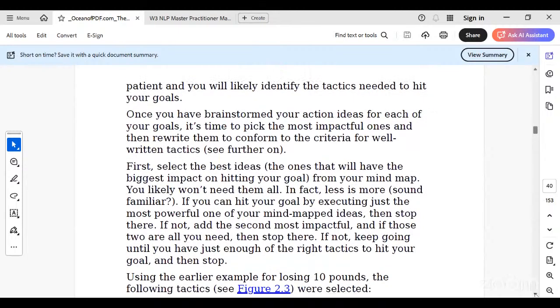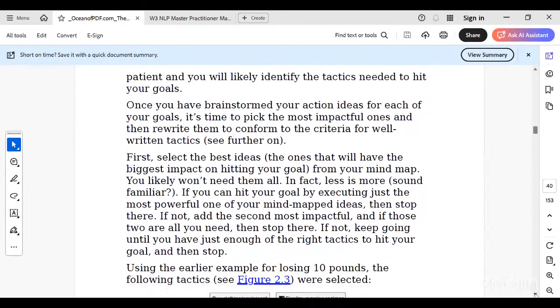Be patient, and you will likely identify the tactics needed to hit your goals. Once you have brainstormed your action ideas for each of your goals, it's time to pick the most impactful ones and then rewrite them to conform to the criteria for well written tactics. First, select the best ideas, the ones that will have the biggest impact on hitting your goal from your mind map.